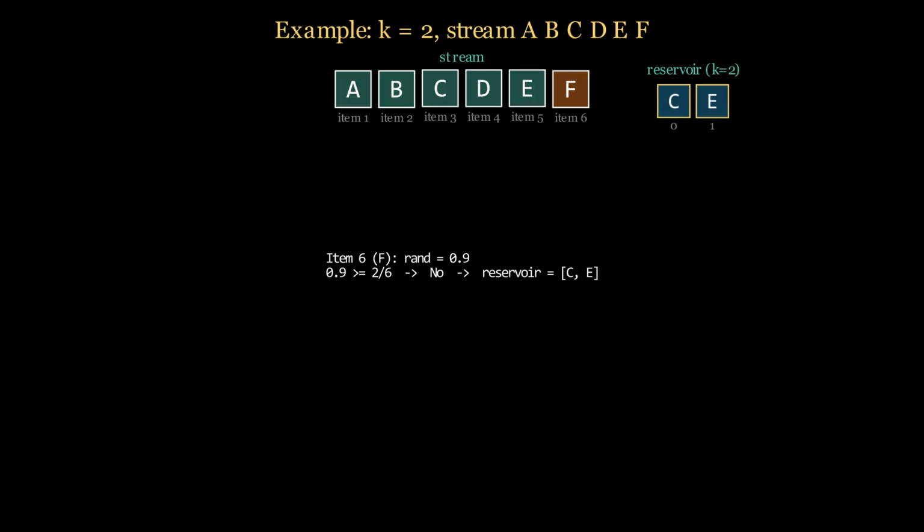We get F. We generate a random number, suppose we get 0.9. 0.9 is greater than 2/6, so we do not include F. The reservoir stays C, E. In the end, each of the 6 positions had probability 2/6, or 1/3, of being in the reservoir. With k equals 2 we keep 2 slots and pick a random slot whenever we decide to replace.